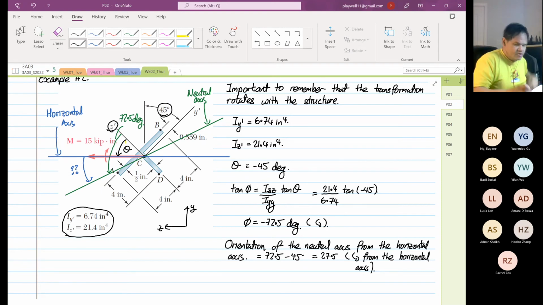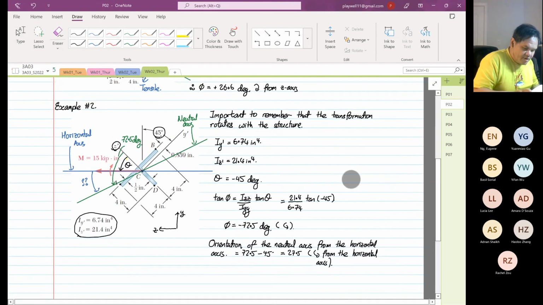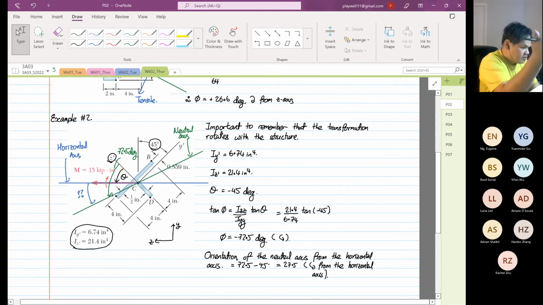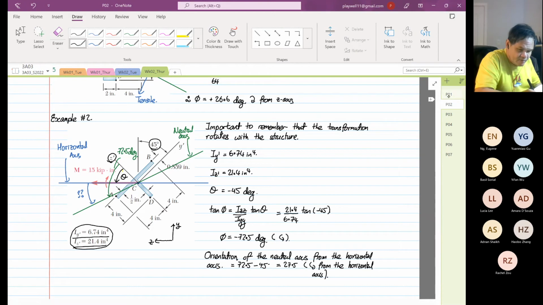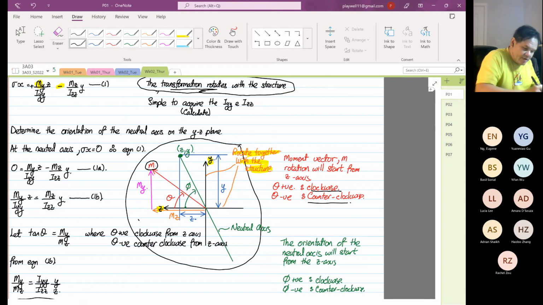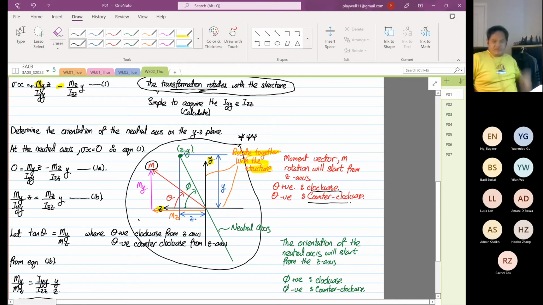Okay, so again, the most important thing over here, remember that the transformation is attached or will rotate with the structure. Okay, why? So that it's easier to determine your IYY and IZZ, number one. And then the next thing that you have to remember is all the rotation is from the Z-axis, or relative to the Z-axis, clockwise is positive, anti-clockwise is negative. Most important diagram is this diagram over here. Are we clear? Any questions so far from anyone?